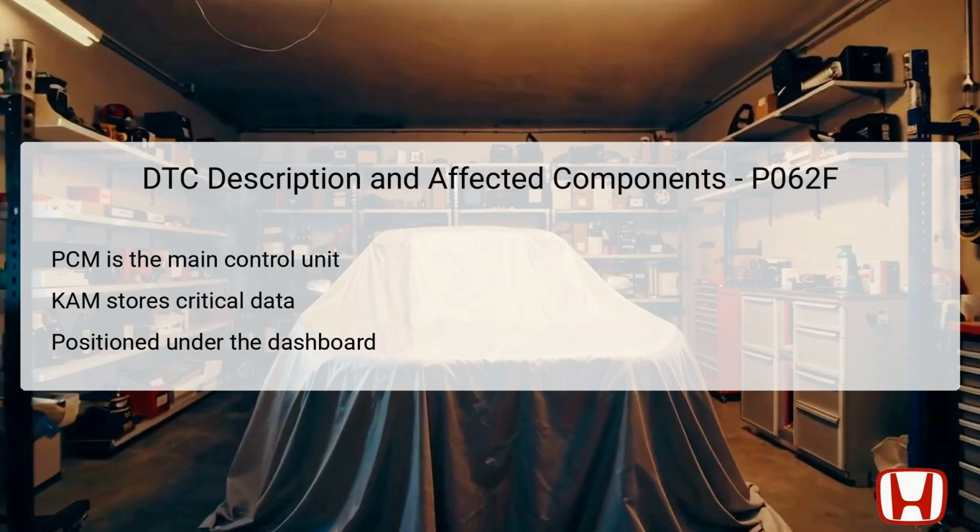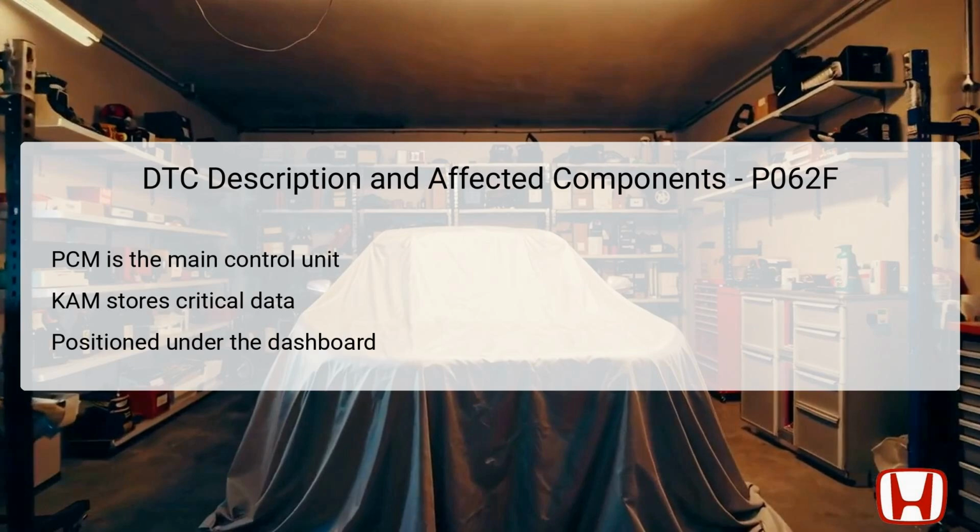The error code P062F indicates an issue with the Keep Alive memory within the Powertrain Control Module, PCM. The PCM is essentially the vehicle's brain, processing information from various sensors to manage different aspects of engine performance. It stores vital data about the vehicle's functioning, particularly in conditions such as fluctuations in temperature and ignition.